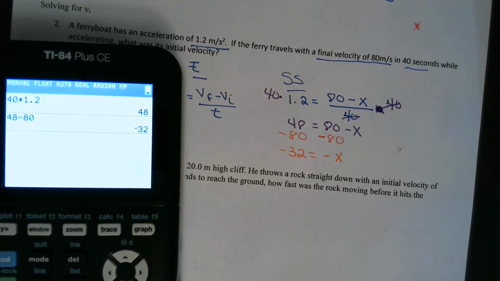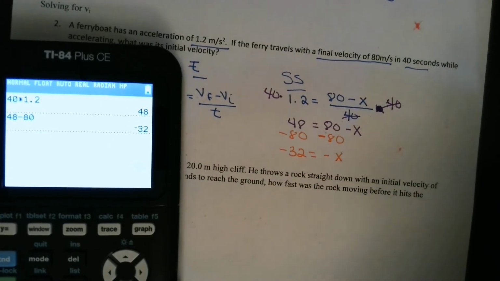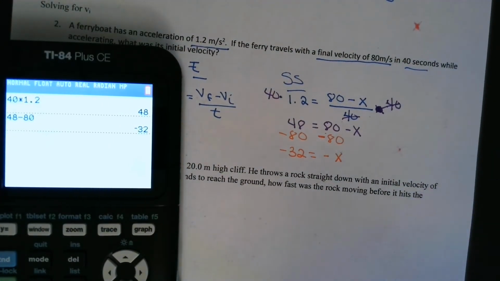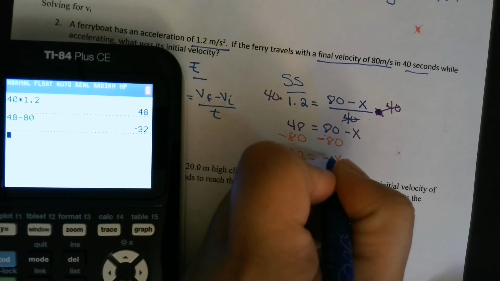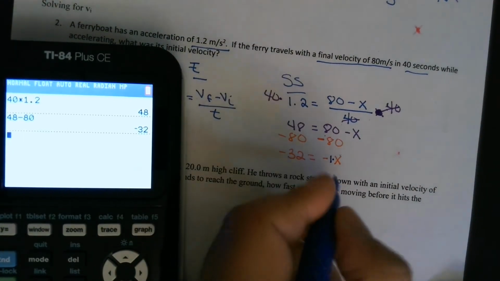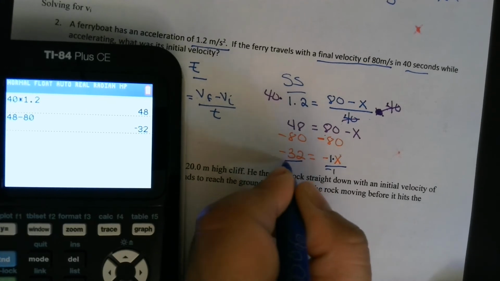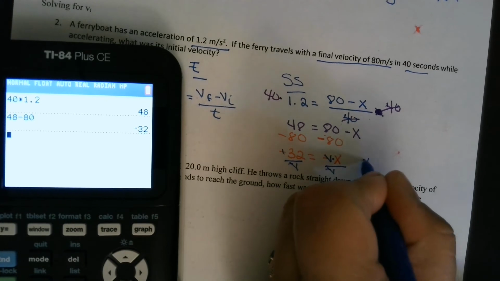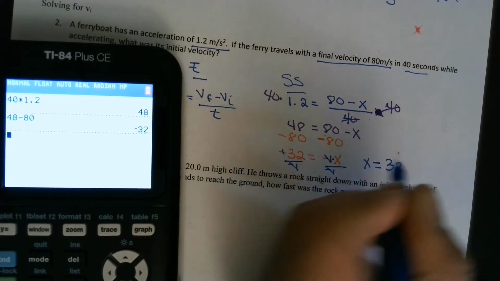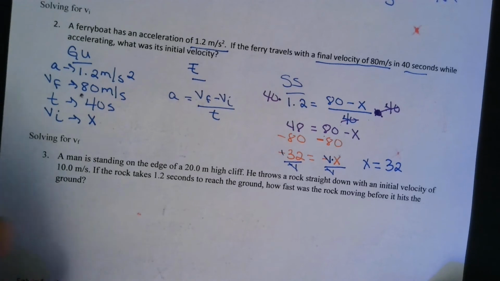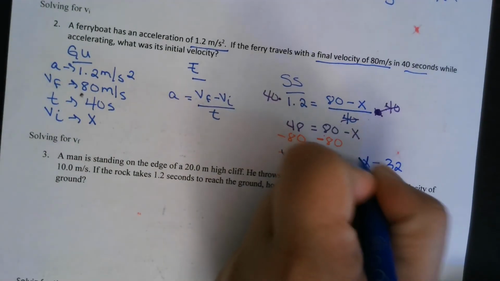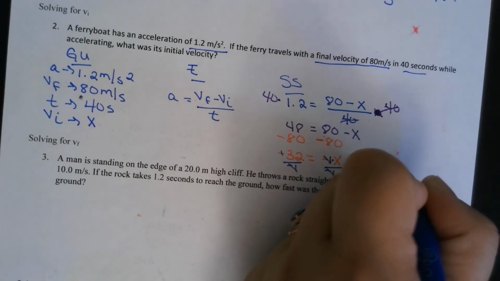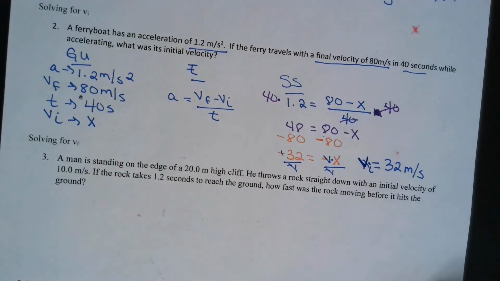Problem with having a negative x is that you have negatives on both sides. So technically there's a 1 in front of each of these, right? A negative 1 in front of the x. So if I divide the negative 1 over to both sides, then I can cancel the negative out. And now x is equal to 32, or in this case, it is the VI. This object started with an initial velocity of 32 meters per second.